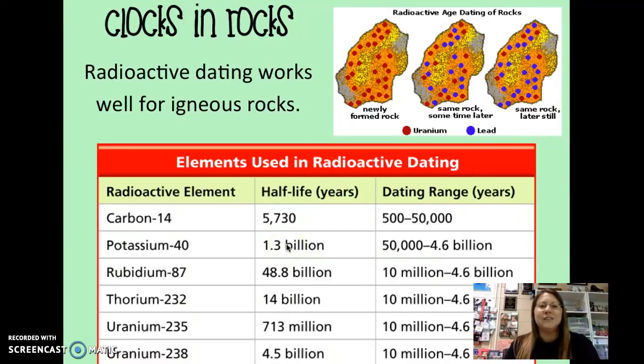Clocks and rocks made a rhyme. So radioactive dating is going to be used for igneous rocks, because you know when those rocks form. They have a specific time that they form, when that lava or magma is emitted and then cools down into a hardened rock. So here are some examples of different types of radioactive elements, and you may have heard of some of these before.